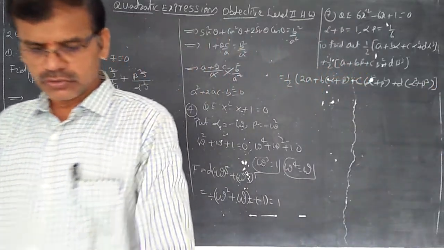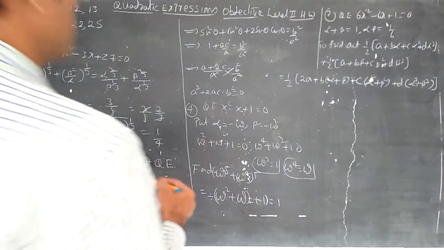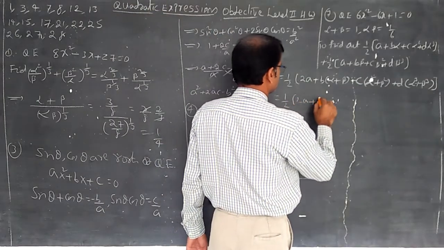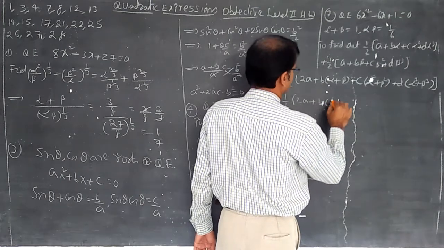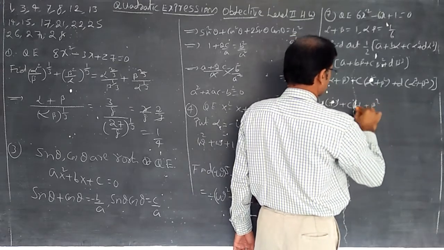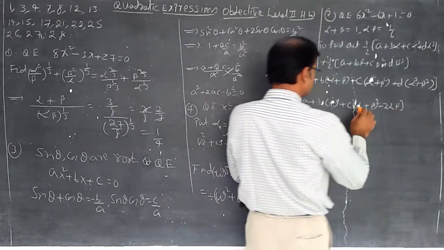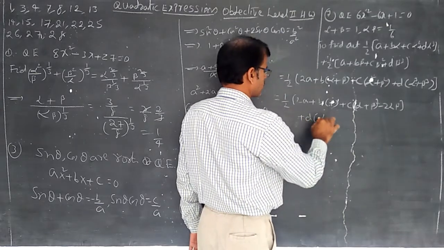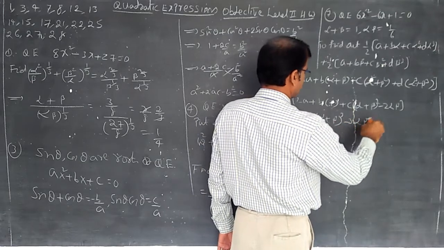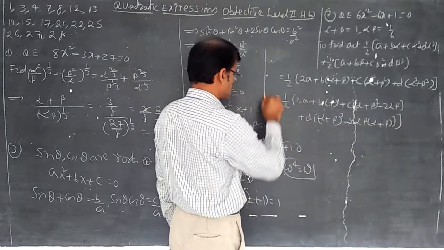So 1 by 2 into 2a, okay, alpha plus beta we should substitute the value minus b by a. So 1 by 2 into 2a plus b into 1, plus c into, now we can write alpha square plus beta square as alpha plus beta whole square minus 2 alpha beta, plus d into alpha cube plus beta cube, formula: alpha plus beta whole cube minus 3 alpha beta into alpha plus beta. That's all.